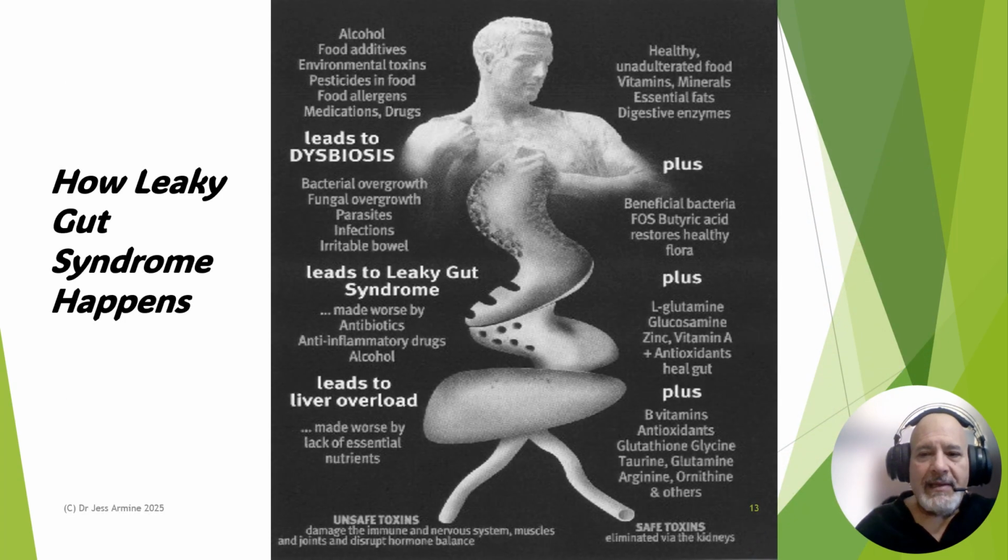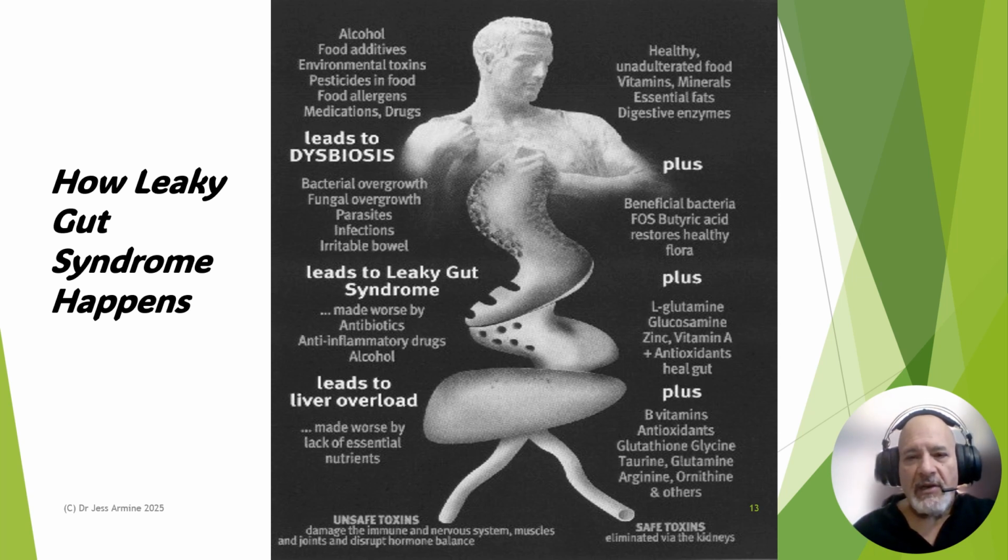So, how does leaky gut syndrome happen? Well, on the left-hand side of this particular graphic, you see alcohol, food additives, environmental toxins, pesticides in foods, food allergens, medications, drugs. They can all lead to dysbiosis and all kinds of oxidative stress, bacterial overgrowth, fungal overgrowth, parasites, infections, irritable bowel, and so forth. Also this can overload your liver detoxification systems. And I'm going to tell you exactly how to treat this, but it's a real entity.